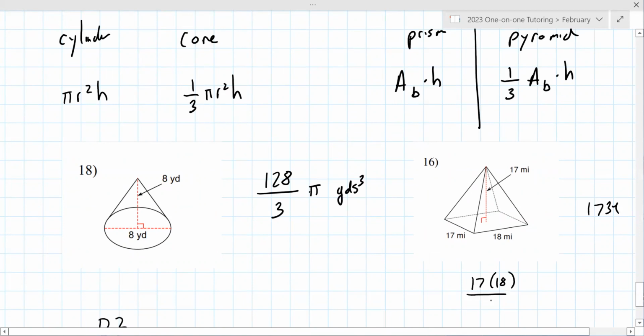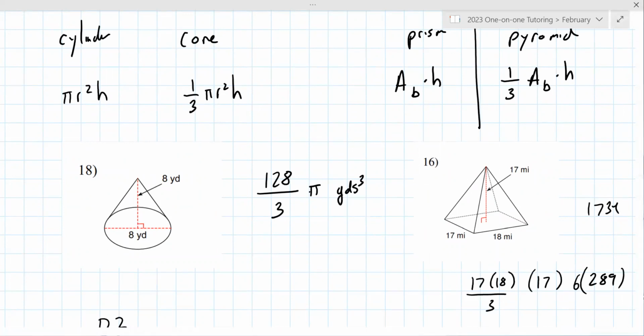Like I would divide by 3 before I multiplied. So I would take the 18 and divide it by 3. That's 6. 17 times 17 is 289. And then I'm going to multiply that by 6. Oh, okay. And that doesn't quite look right. But let me, maybe it is. Yeah, I guess that is right. So the order does matter.